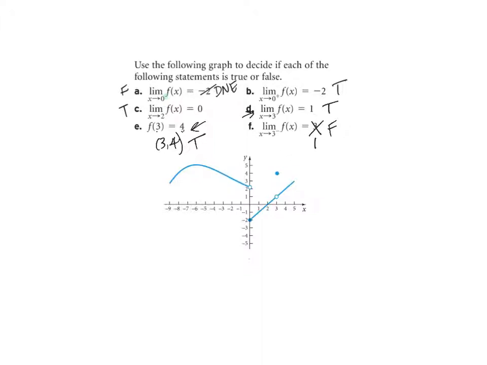If you don't see that, you can go ahead and do the wall at 3 and then move along the graph from the left of 3 toward the wall. And where would you hit the wall? You'd hit the wall at 1.